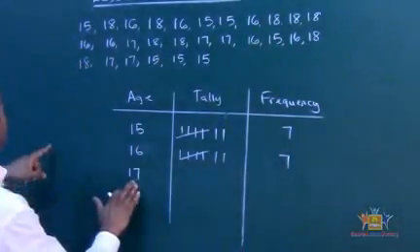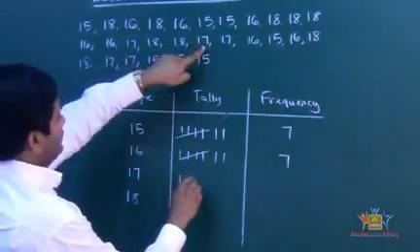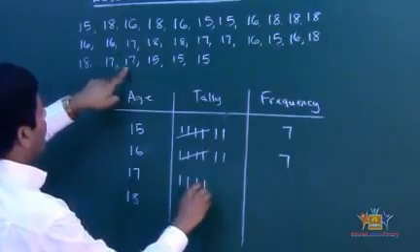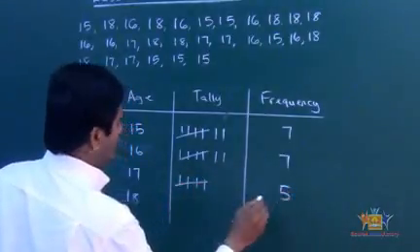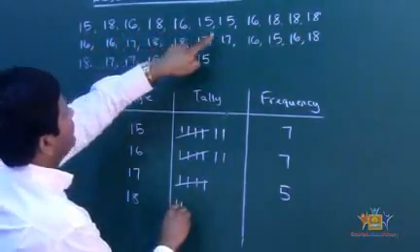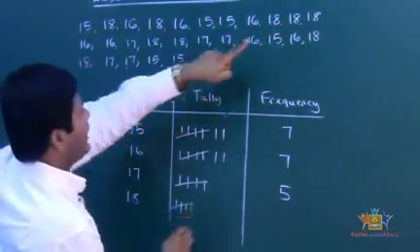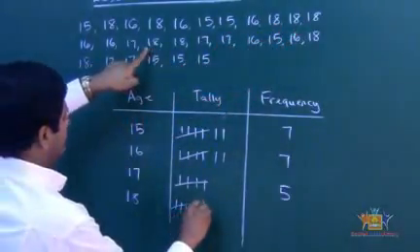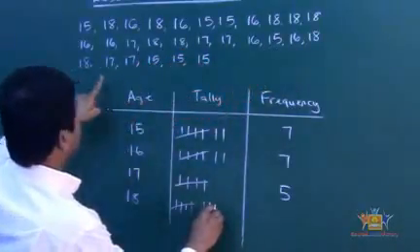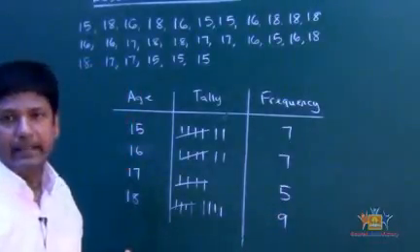All right, let's look at 17. Let's see, 17, 1, 2, 3, 4, and 5. So there are 5. And then how about 18? 1, 2, 3, 4, and then 5, 6, 7, 8, and 9. Okay, so the 9 for the age of 18, the handphone users.